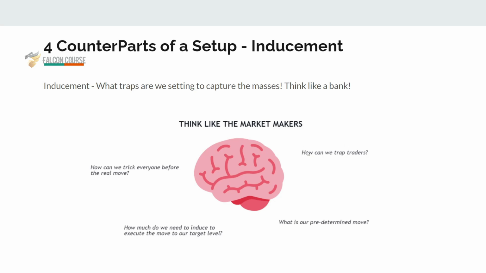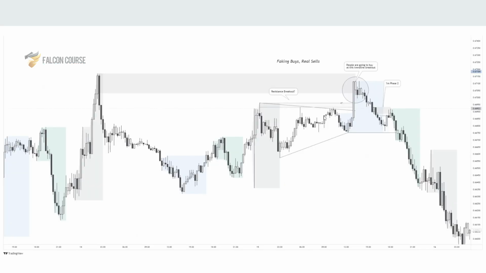We might ask some questions like, how can we trap traders? Or they might be asking these questions. We've got to think like them. What is our predetermined move? How much do we need to induce to execute the move to our target level? Or how can we trick everyone before that real move? Okay, so let's look at an example here.